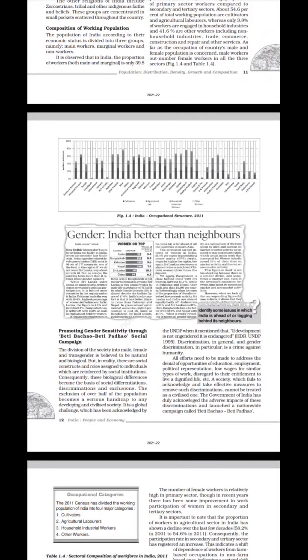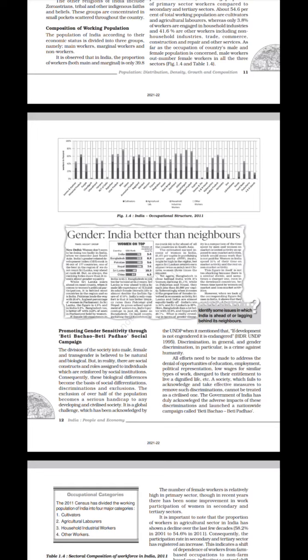Take a look at Figure 1.4, India: Occupational Structure 2011. You can see here cultivators, agricultural laborers, household industry workers, other workers. Gender: India better than neighbors. You can read this magazine. Identify some issues in which India is ahead of or lagging behind its neighbors.